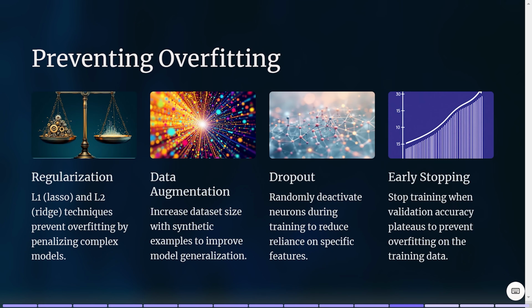To combat overfitting, we have a few techniques. Regularization. L1 or L2 penalties discourage complexity. Data augmentation. Generating synthetic examples helps the model generalize better. Dropout layers. These force the model to rely on multiple features instead of memorizing specific ones. Early stopping, halting training when validation accuracy stops improving, prevents overfitting. These methods help our models focus on the big picture rather than getting stuck on irrelevant details.